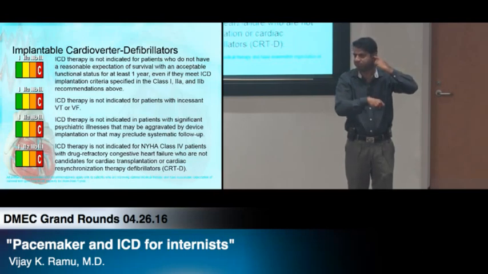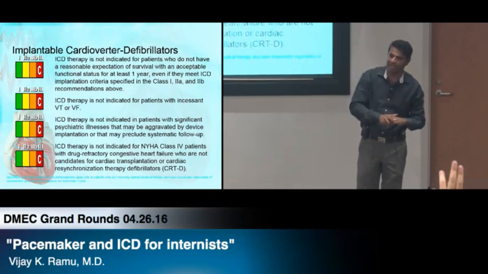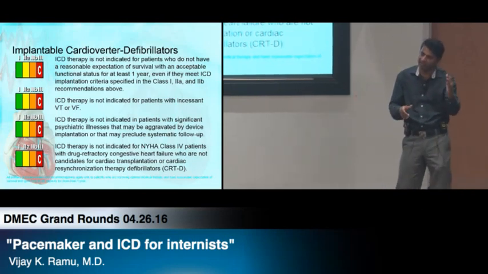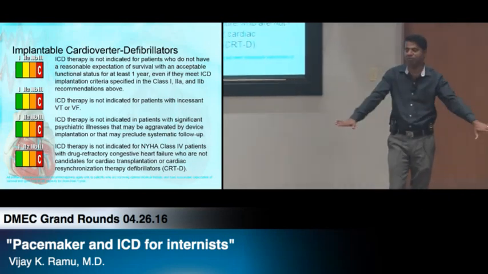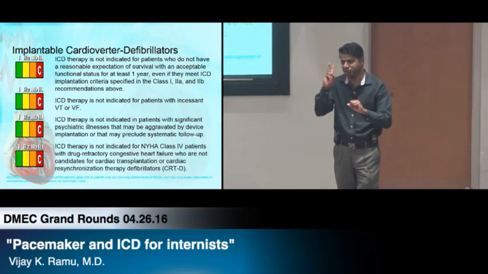So anytime you see AV dissociation, correct. AV blocks, dual chamber; sinus brady, atrial. That should be the right way. But in the United States, 95% of the pacemakers are dual chamber pacemakers.